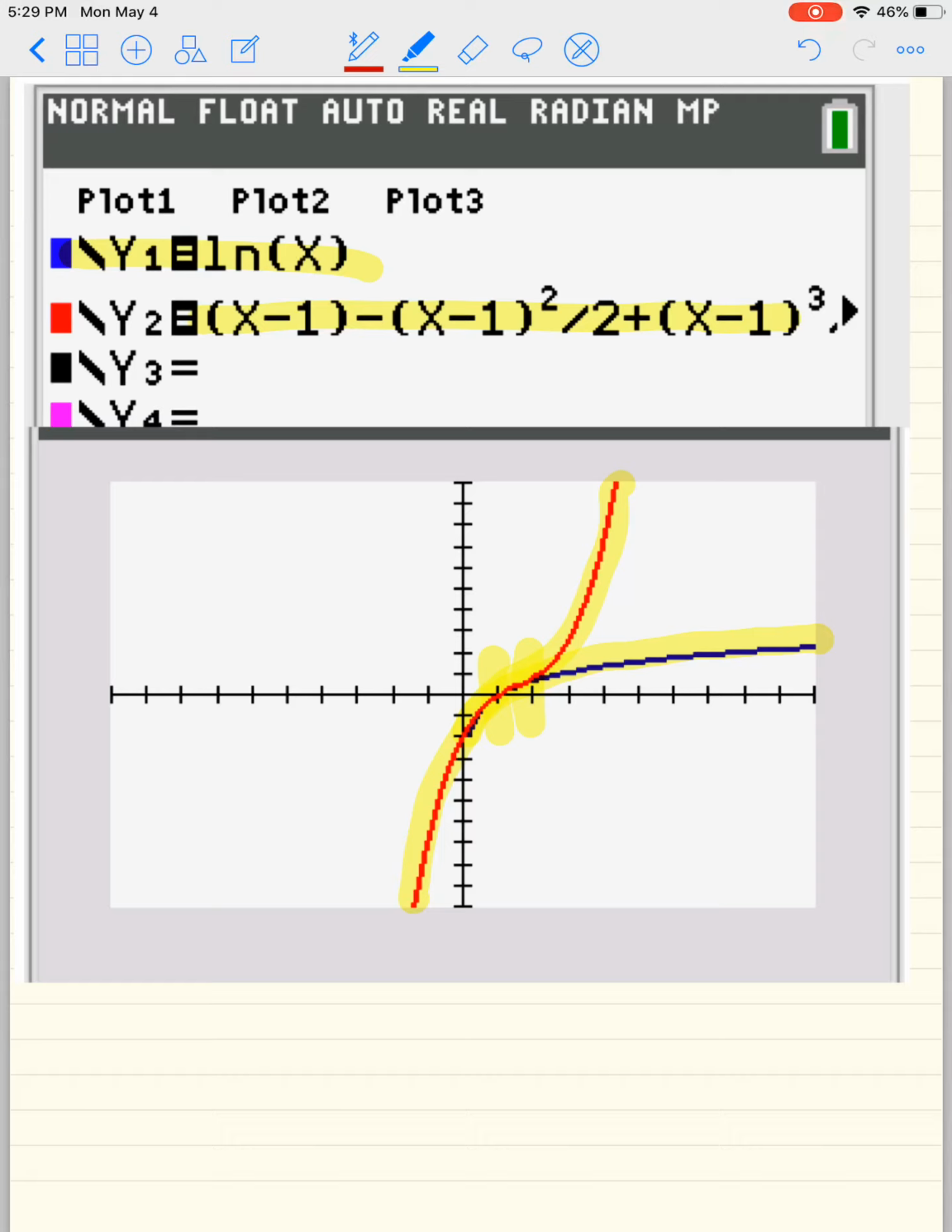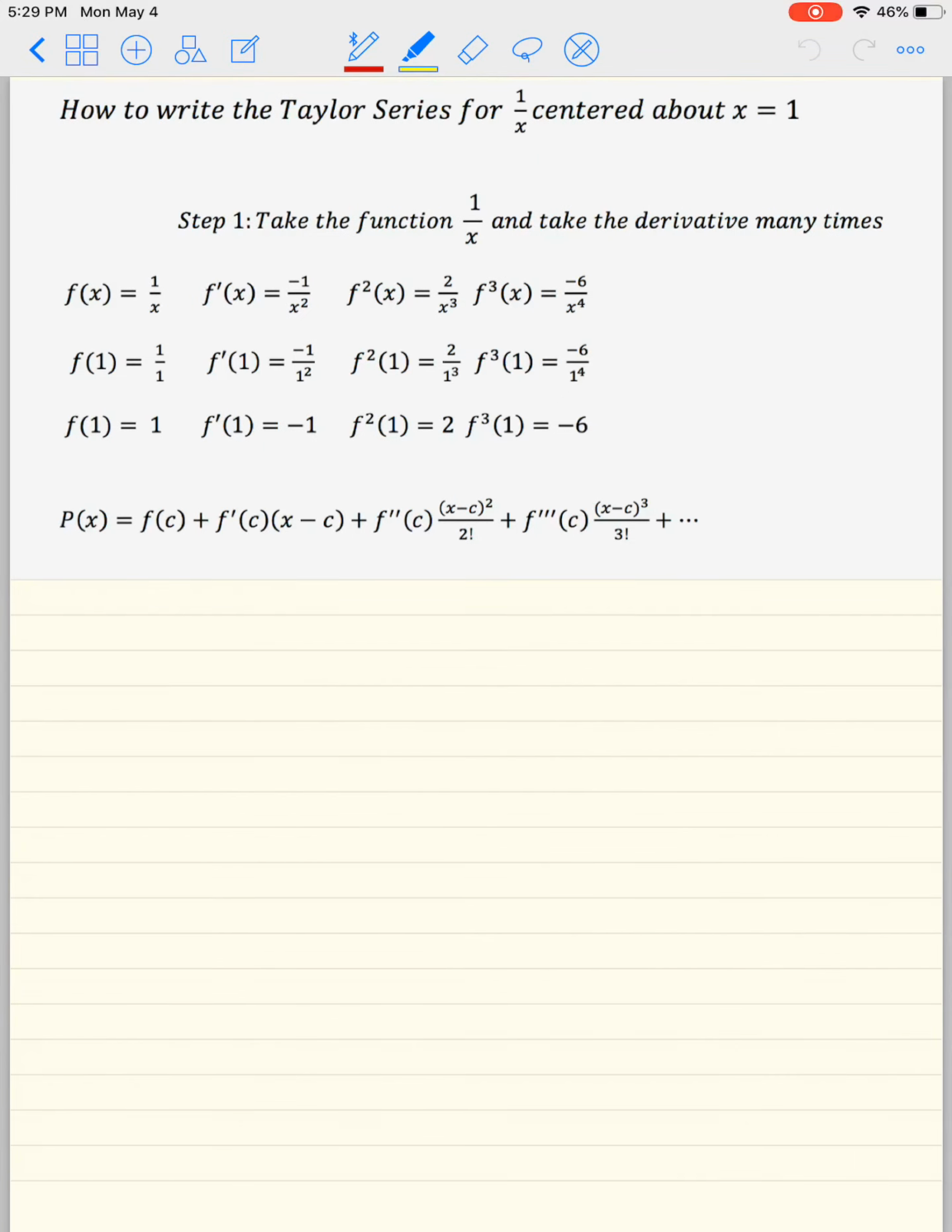So I hope you guys will stay here. I'm going to show you the next part of this. I decided to do the Taylor series for 1 over x centered about x equals 1. Now, I did this for a specific reason and it is staying in this video for a specific reason. I'm sure all of you already know why or can see why.